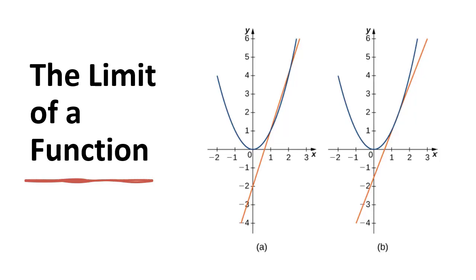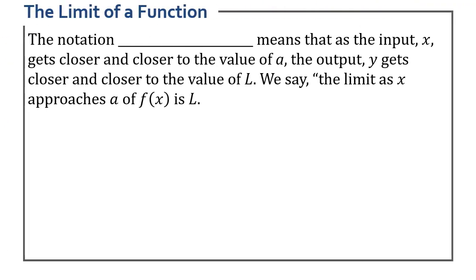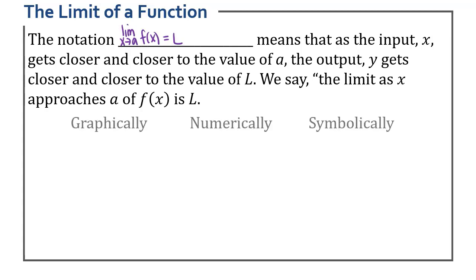To improve upon this technique of finding slopes of tangent lines, we need to first understand the concept of a limit. The notation limit as x approaches a of f of x equals L means that as the input x gets closer and closer to the value of a, the output y gets closer and closer to the value of L. We say the limit as x approaches a of f of x is L.